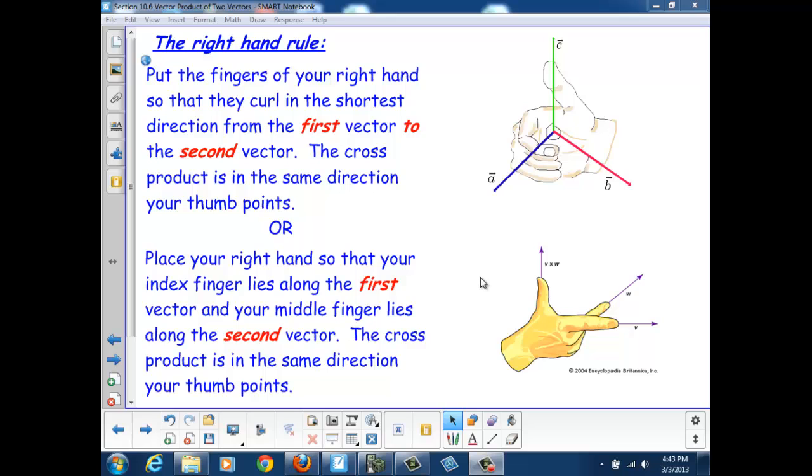Another way to work the right-hand rule is to place your right hand so that your index finger lies along the first vector and your middle finger lies along the second vector. So if I'm doing V cross W in this diagram, my index finger goes along V and my middle finger goes along W. That forces my thumb to point up along the plane of the page, so that would be the direction of my cross product.